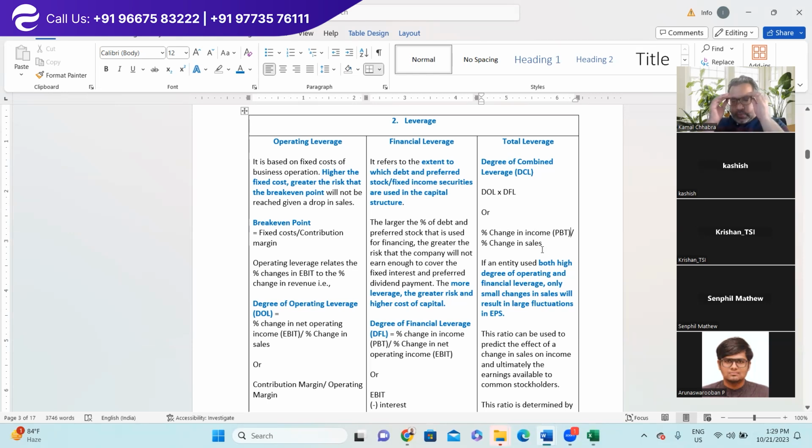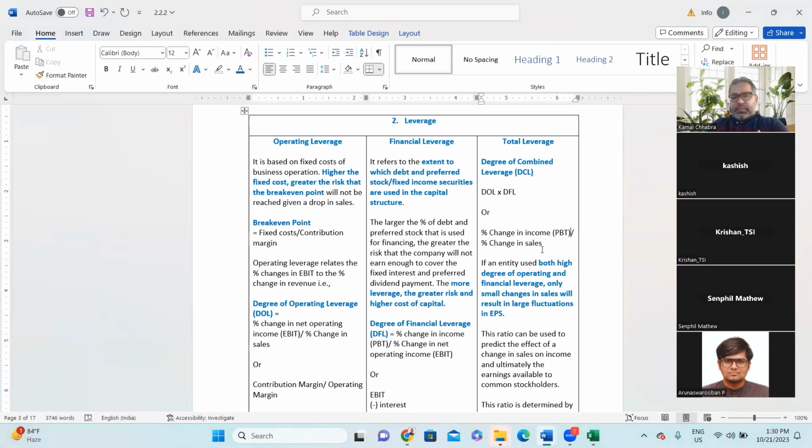How sensitive is your income to a change in sales? If sales are increasing, is income increasing more than sales? If sales are decreasing, is income decreasing more than sales? Right? That is called leverage, or you can say the delta.